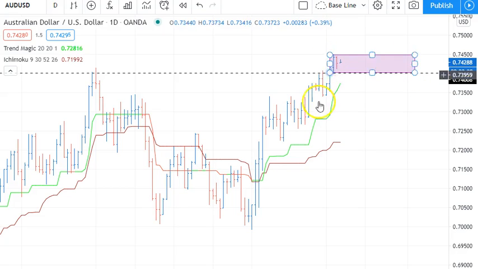If we're going to get a decent pullback, that would be wave 1, and we could get a decent pullback right back into this area or even lower. So keep an eye on that.